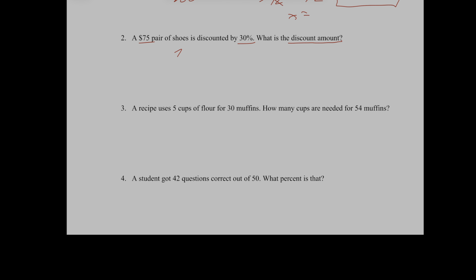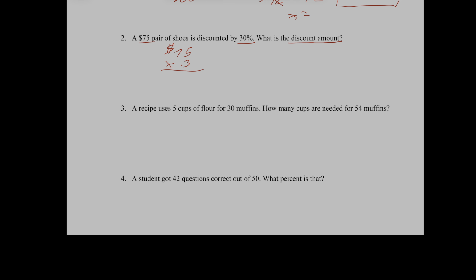Well, that's just simple math. 75 of means times 0.3, which means 30%. So it started at $75. If I take 30% off, what's the answer? And the answer when you do that is going to be $22.5. And just make sure you're answering the right question.